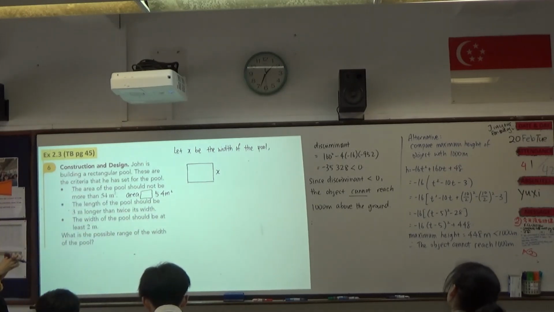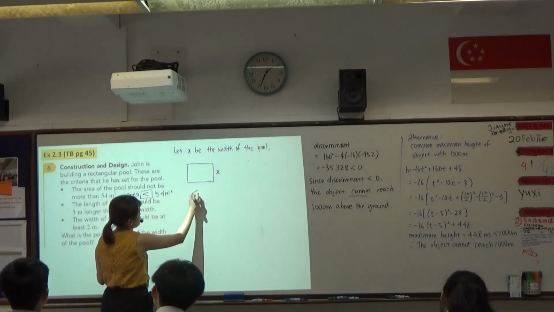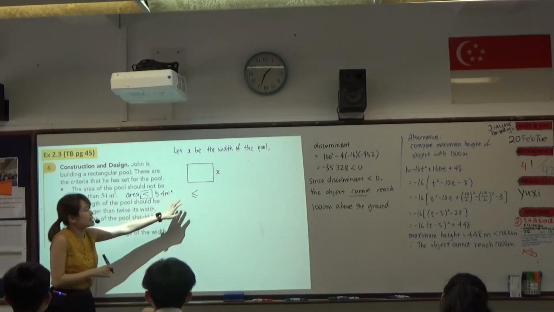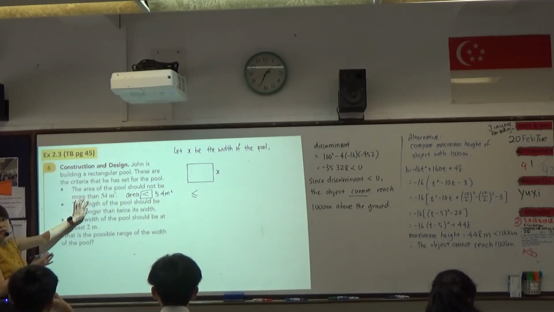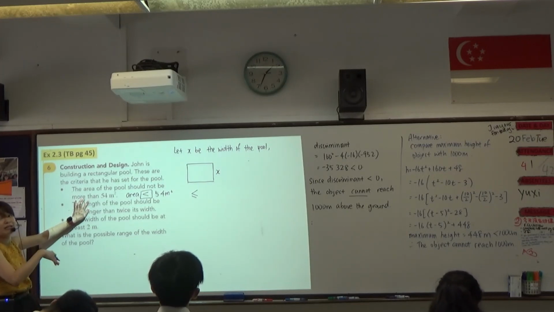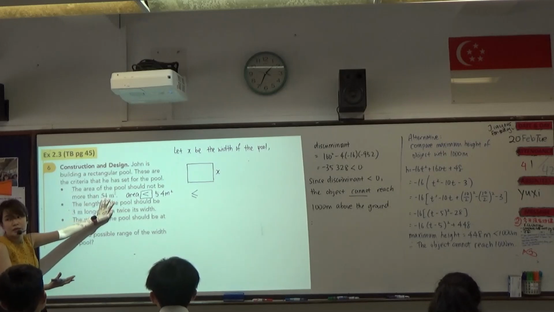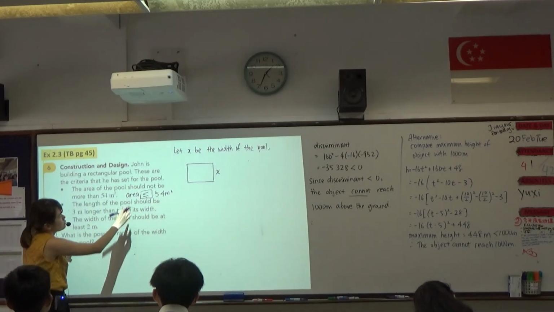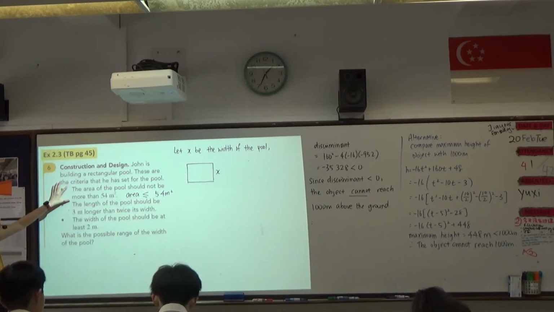Less than or less than equals to? Should it be this one, or should it be less than or equals to? So it should be less than or equals to, right? Because it says should not be more than. The opposite of more than is less than, but we must also include the 54 meters squared. Therefore, it must be less than or equals to. So we form this inequality just by looking at the first sentence.